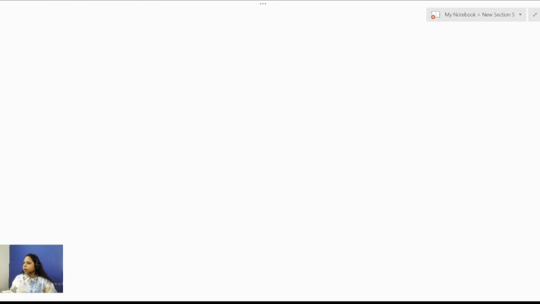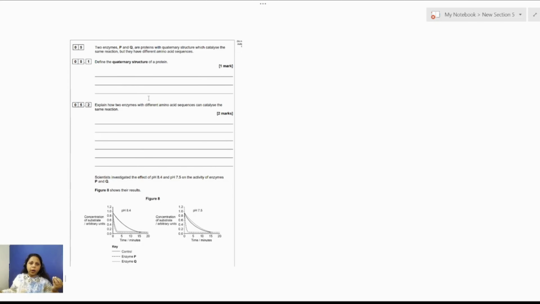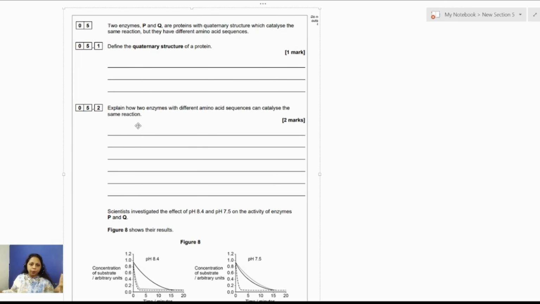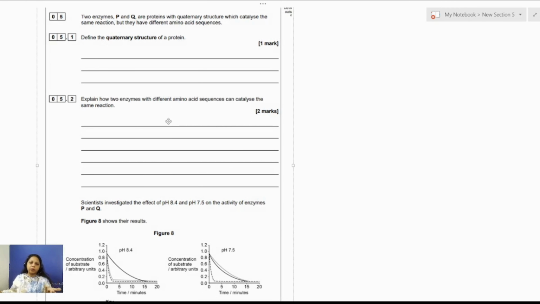This is related to enzymes, and the statement says the two enzymes P and Q are proteins with quaternary structures which catalyze the same reaction, but they have different amino acid sequences, meaning they are two different proteins. Define the quaternary structure. I guess this is an easy one for you.